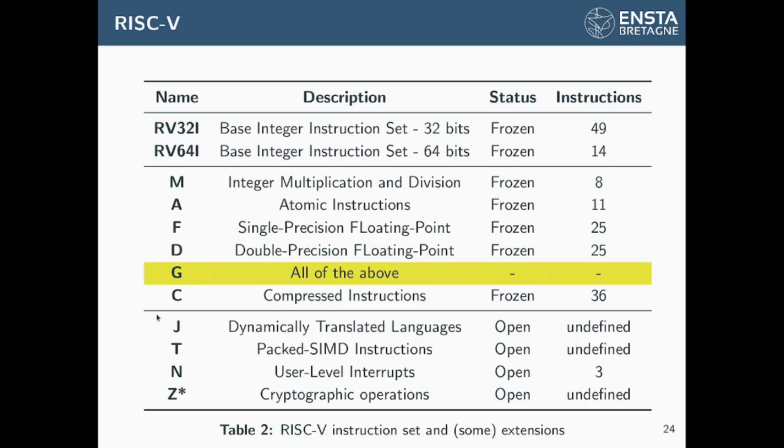For example, you have the J extension that would be interesting for JITs or for garbage collectors. That's the extension for dynamically translated languages. It's still an open extension, and anyone can propose a new instruction that would make sense in the field of dynamically translated languages. And you've got some other extensions as well. I didn't list them all, but you can look if you want to.